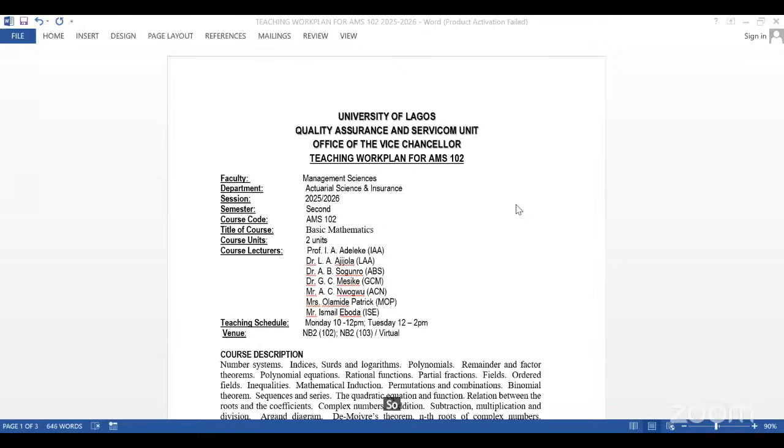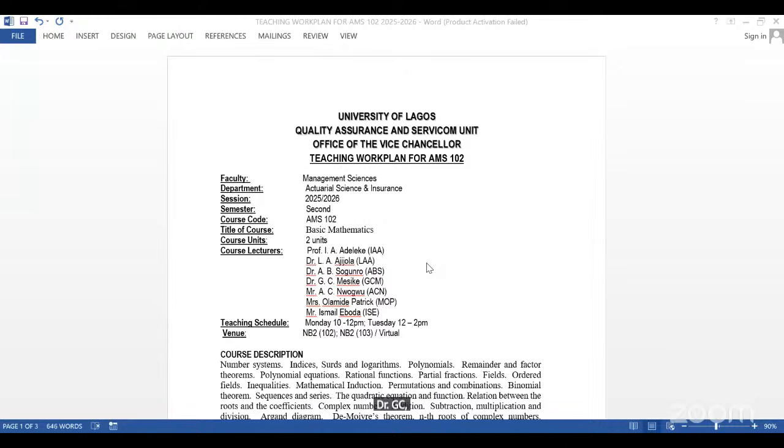The course title is Basic Mathematics, and the total number of units is 2. We have 7 of us that will be taking the course. I myself, Professor Adeleke, Dr. Ele Ajijola, Dr. A.B. Shogunro, Dr. G.C. Mesike, Mr. A.C. Mungu, Mrs. Lamide Patrick, and Mr. Ismail Eboda. The 7 of us are from the Department of Finance and Insurance.